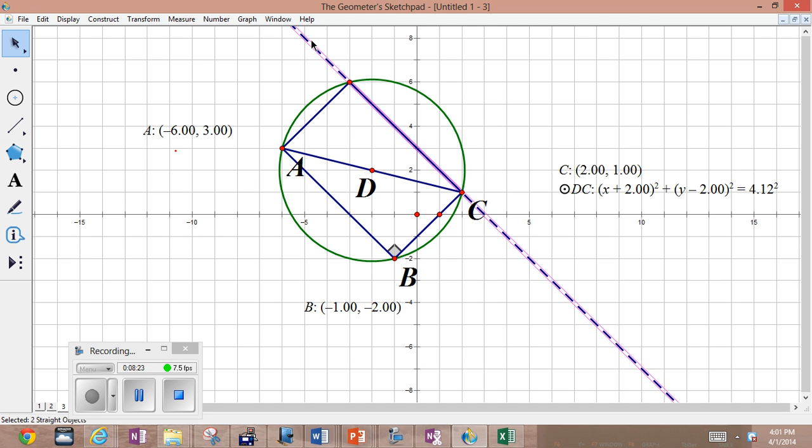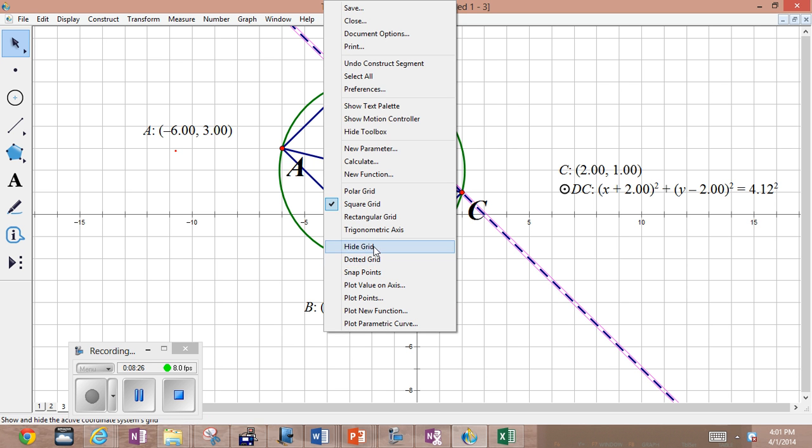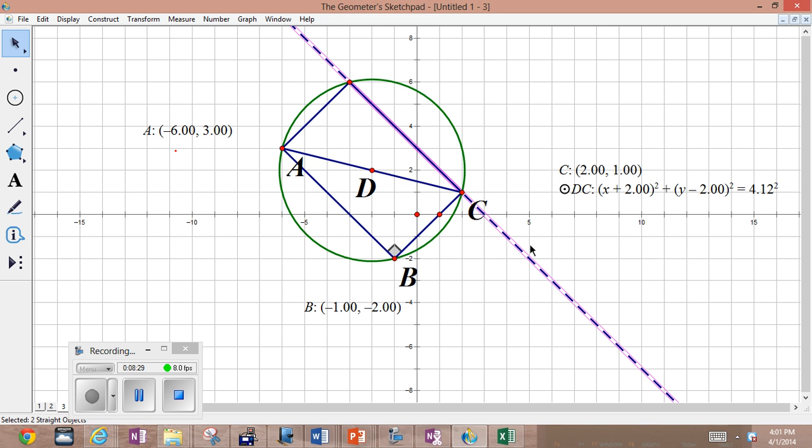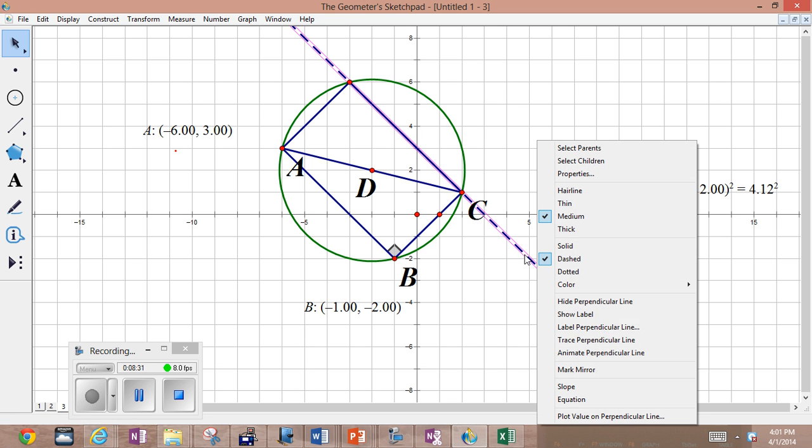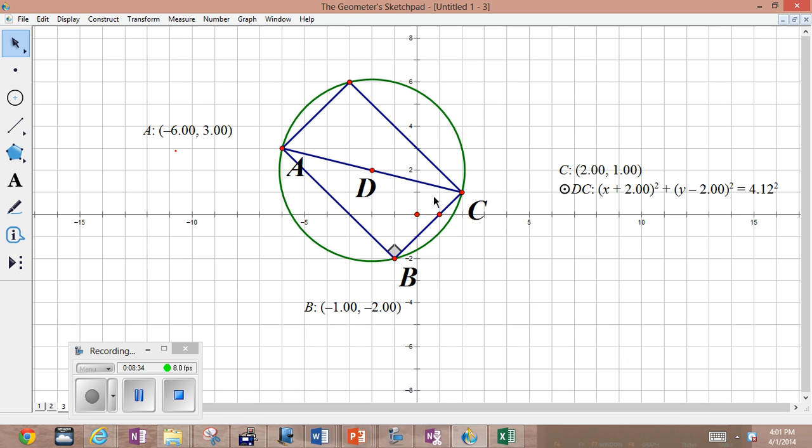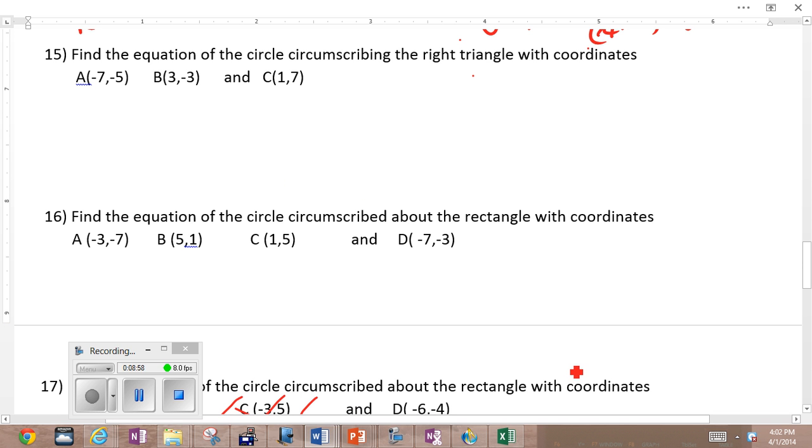You can clearly see that the diagonal of the rectangle is in fact the diameter of the circle. The diagonal of the rectangle, whichever diagonal you pick, is the diameter of the circle, and the midpoint of the diameter of the circle is the center of the circle. So you should be able to take care of those problems as well that are there for you. All right, so that's it, and get them done.